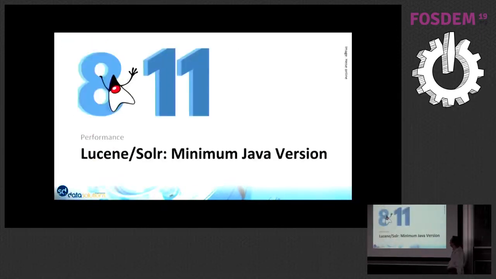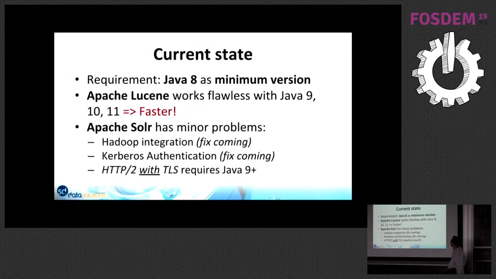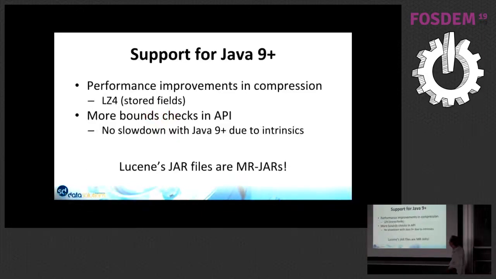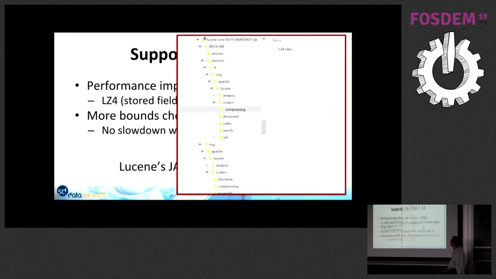And now we have the minimum Java version, which is, for Solr and Lucene, Java 8 as a minimum version. Later versions work perfectly. You can easily upgrade. There's a fix for Hadoop coming, Kerberos coming. HTTP2 requires Java 9. There's also some performance improvements if you're using later versions. So at the moment, it's recommended to use maybe Java 11. So we have multi-release jars for that.